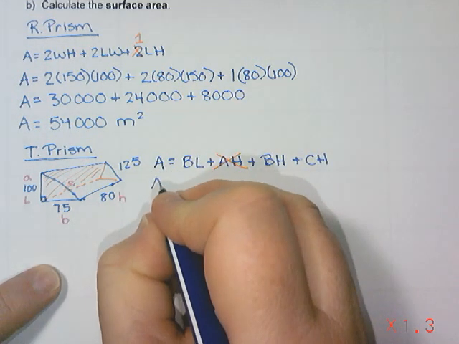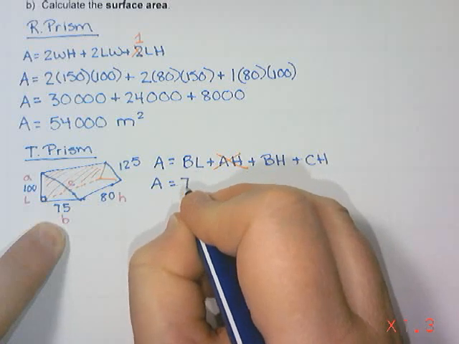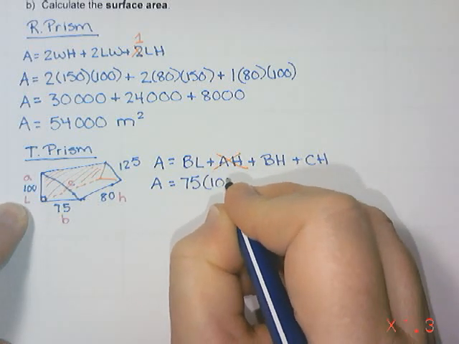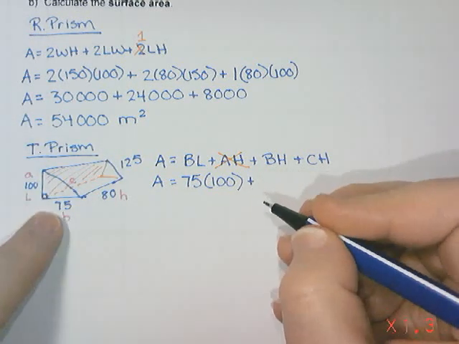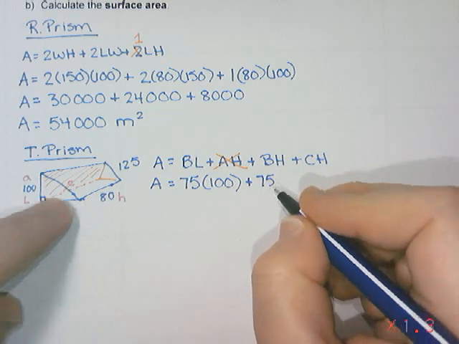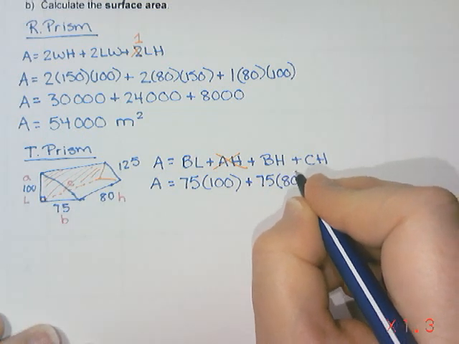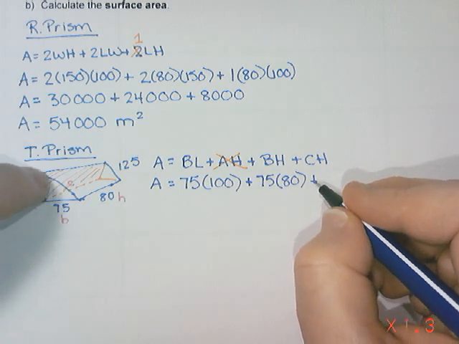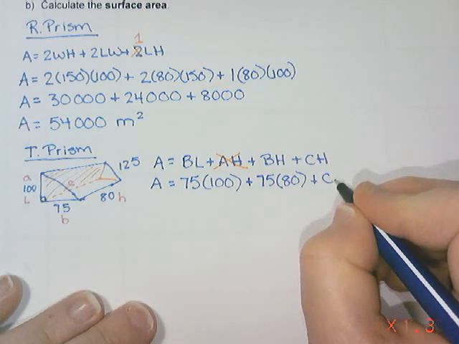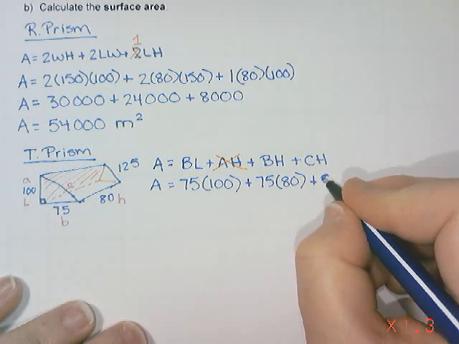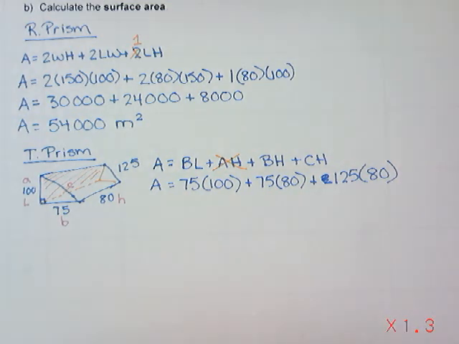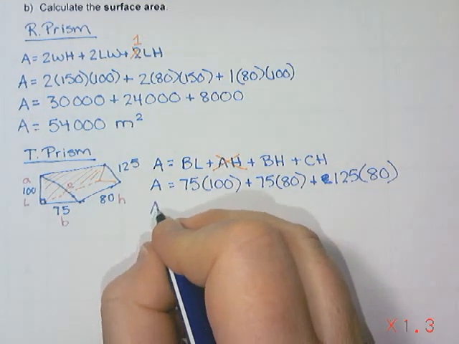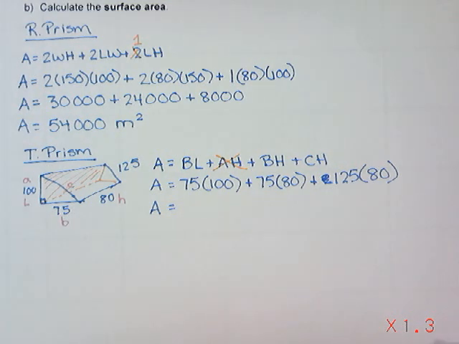All right, so my surface area is going to be B, so 75 times L, which is 100. We're not doing that back rectangle, so we've gotten rid of that part. We have B, so 75 times H, that's going to be the bottom, so it's 80. And then C and H are that front side that we can see. Oops, I wrote C instead of writing 125. And then H is 80. So I have 75 times 100 plus 75 times 80 plus 125 times 80. And then we're going to do our multiplications first.